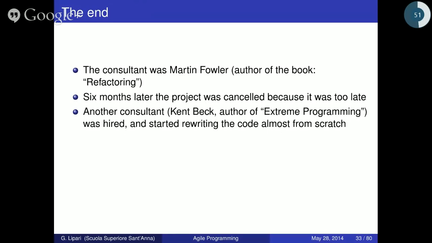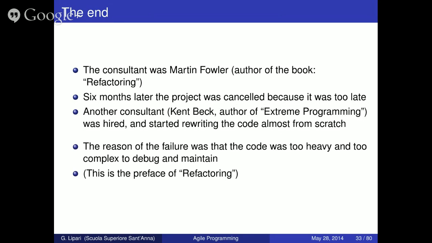And after that, they hired another consultant, and actually it was Kent Beck, author of Extreme Programming, and he started rewriting the code almost from scratch. So they had to completely throw away what was done until then. The reason for this failure was that the code was too heavy and too complex to debug and maintain. And this was mostly because of the very complex structure of the class hierarchy.